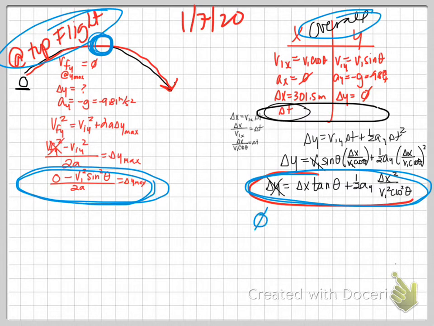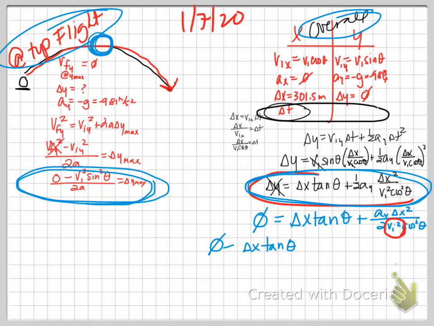So that is 0 equals delta x tan theta plus, and I'm going to do a little bit of combining here, ay delta x squared over 2 vi squared cosine squared theta. I am looking here to isolate vi, so I'm going to do 0 minus delta x tan theta equals ay delta x squared over 2 vi squared cosine squared theta.